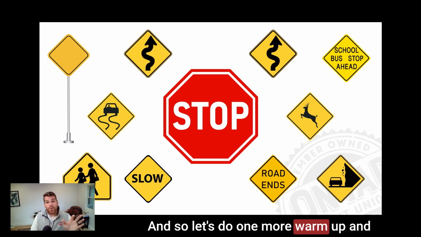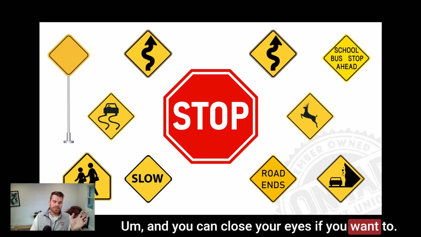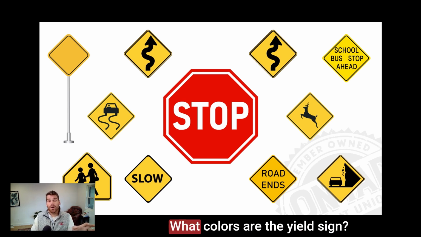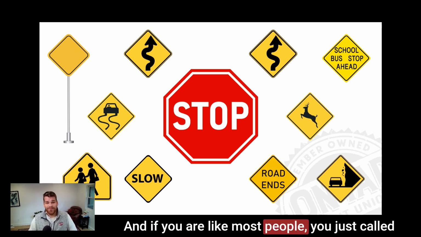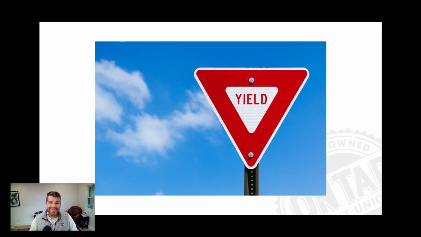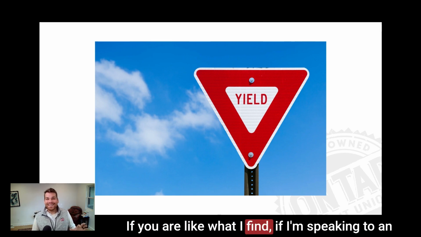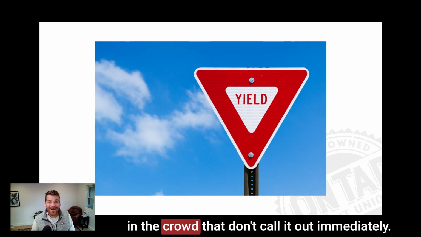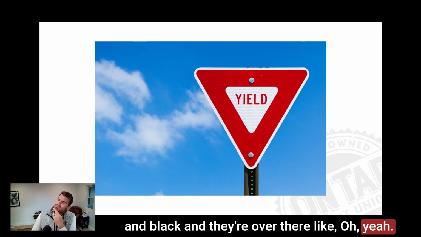Let's do one more warm up and then we'll get to the point of this activity. Let's choose another road sign, and you can close your eyes if you want to. Again, visualize a yield sign and call it out. What colors is the yield sign? If you are like most people, you just called out that the yield sign is yellow and black. But yield signs are red and white. If I'm speaking to an audience of, let's say, 50 people, I often find there's maybe 1 to 3 people in the crowd that don't call it out immediately. They hear lots of people say yellow and black, and they're over there thinking, red and white, because they're thinking about it.